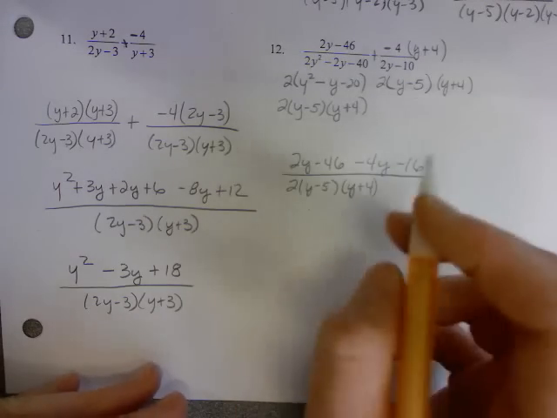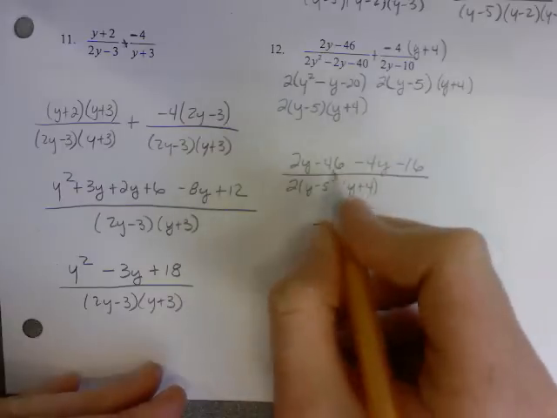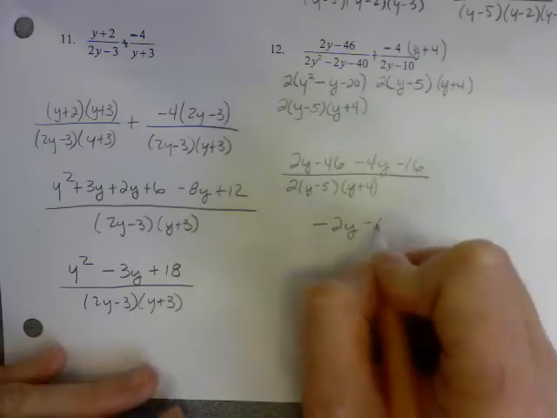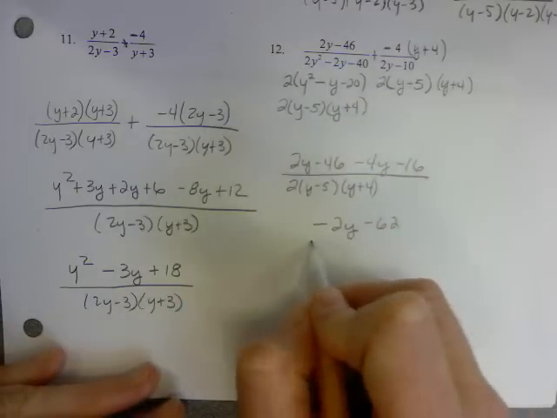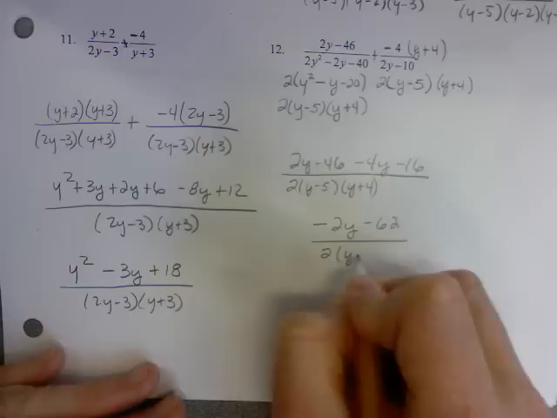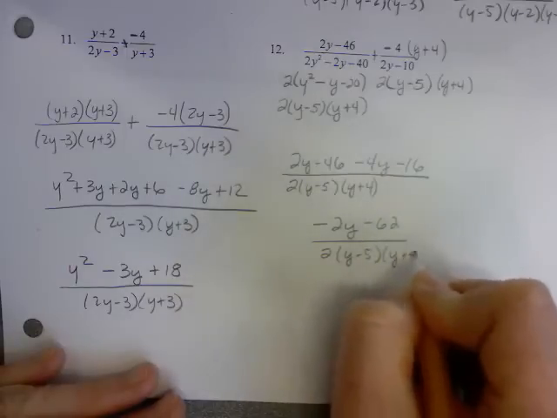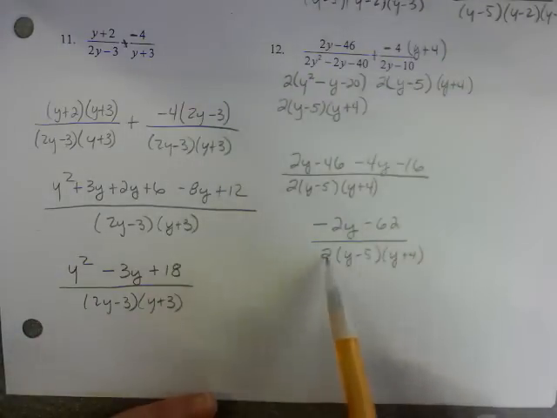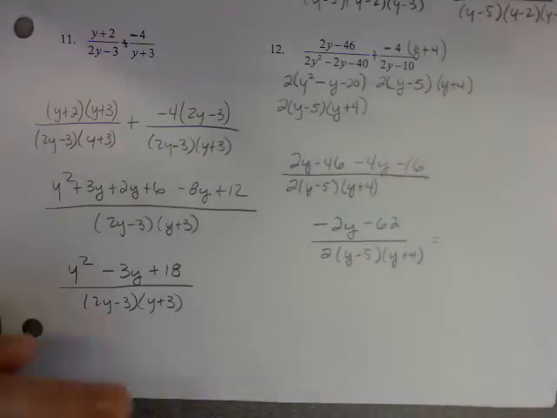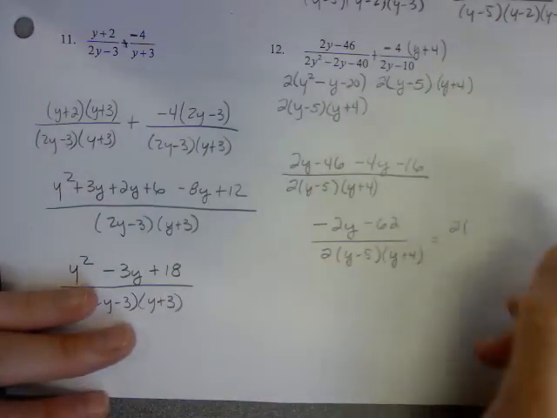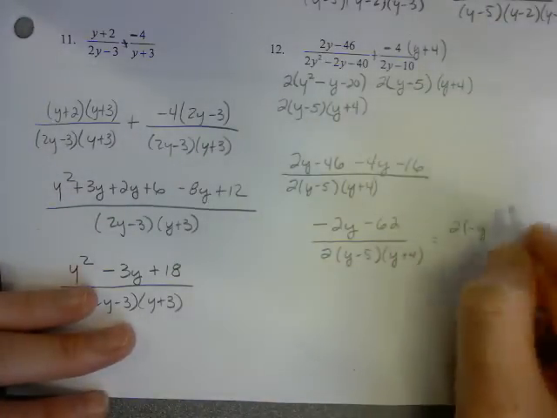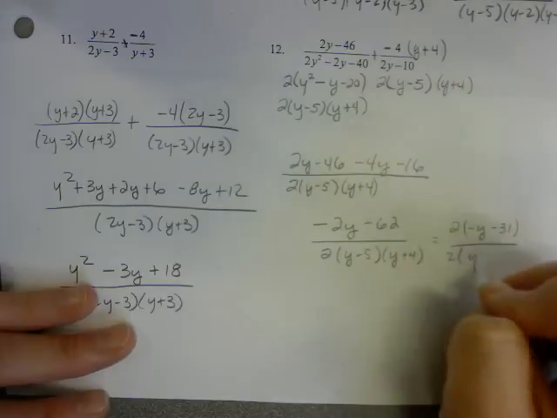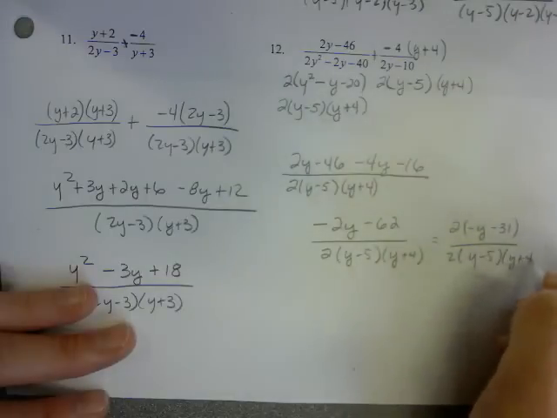The 2y minus 4y is negative 2y. Negative 46 minus 16 is a negative 62, all over 2 times y minus 5, y plus 4. But notice we have a factor of 2 here in this that we can pull out, and we have a 2 in the denominator, which will end up canceling. So we can factor out a 2. We'll be left with negative y minus 31 divided by 2 times y minus 5 times y plus 4.